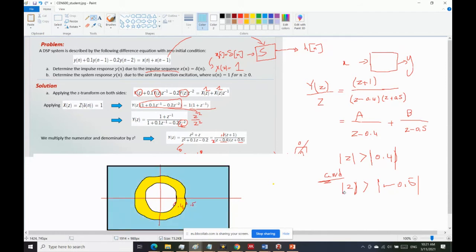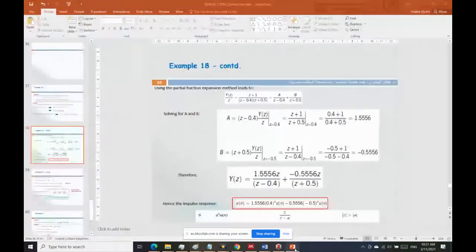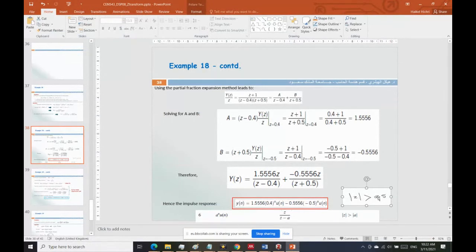So what is the intersection between them, between the yellow region and the turquoise? It has to be in the yellow and the turquoise, so it is the turquoise. The result is that the ROC must be the absolute value of z greater than 0.5. Wait, here we are doing the inverse anyway, so this applies to Y(z), the z transform, but it doesn't apply to y[n]. Once we convert it back to the time domain, there is no ROC.